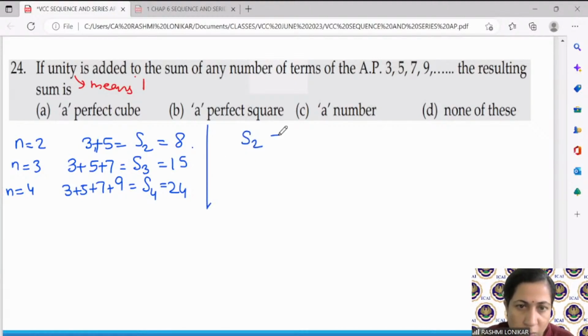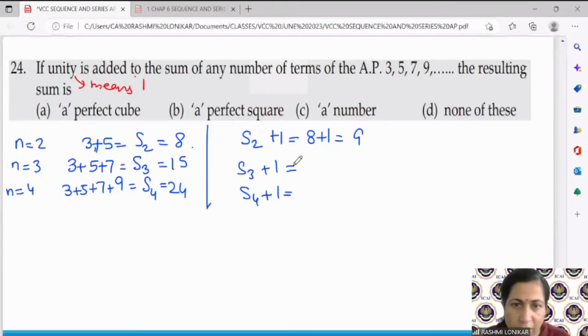S2 plus 1, S3 plus 1, S4 plus 1. I keep adding to the sum. Let us see. 8 plus 1, what do I get? 9. This is 15 plus 1. What do I get? 16. This is 24 plus 1. What do I get? 25.